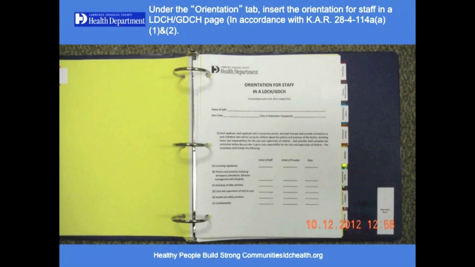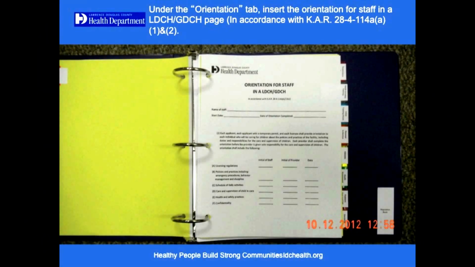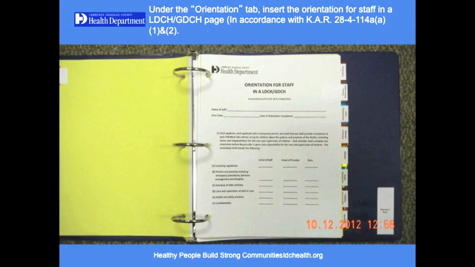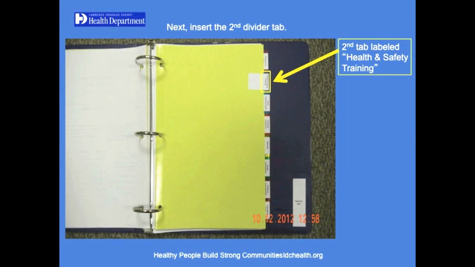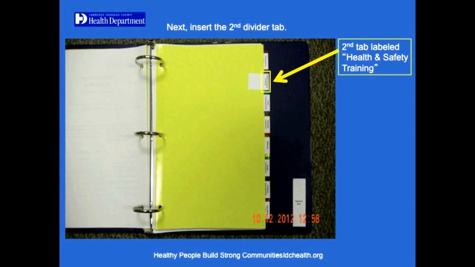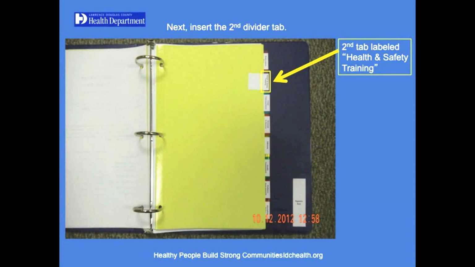Under the Orientation tab, insert the orientation for staff in a LDCH or GDCH page in accordance with KAR 28-4-114A 1 and 2. Next, insert the second divider tab. The second tab is labeled Health and Safety Training.